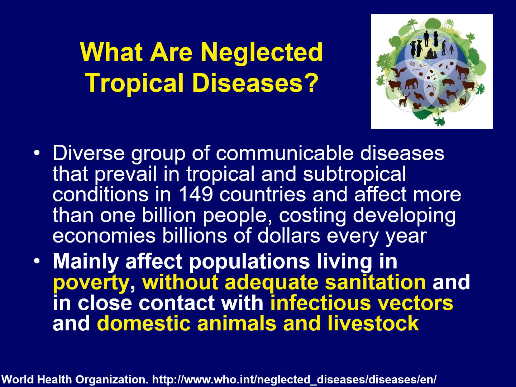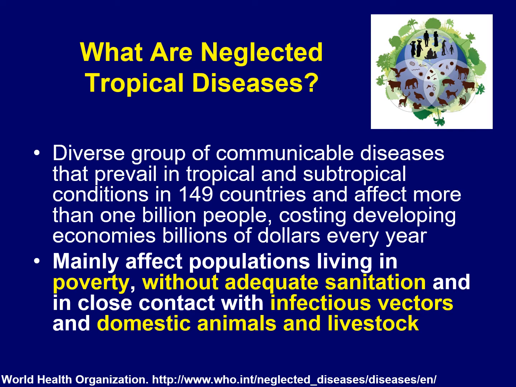Let's start off by talking about the definition of neglected tropical diseases. This is a definition provided by the World Health Organization, and I think it's a very important one. It really embodies what these diverse diseases have in common. So the WHO defines neglected tropical diseases as a diverse group of communicable diseases that prevail in tropical and subtropical conditions in 149 countries and affect more than 1 billion people, costing developing economies billions of dollars every year.